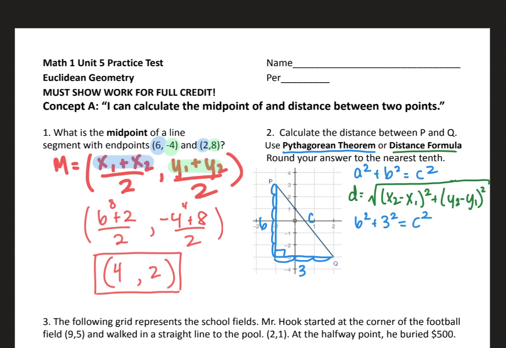Remember with Pythagorean theorem, the hypotenuse is always across from the right angle, and that's always what c is going to be. So 6 squared is 36, 3 squared is 9. Next we add these two together: 36 plus 9 is 45. And then the last thing we need to do is take the square root. The square root of 45 is approximately 6.71. So the distance between the points is approximately 6.71.